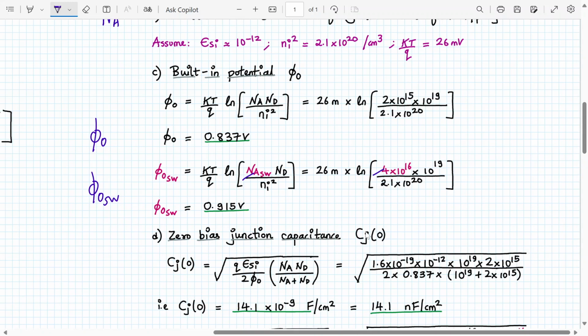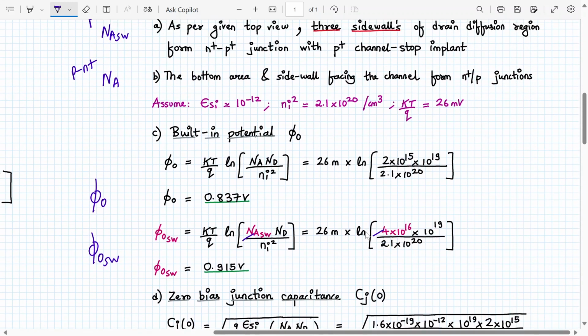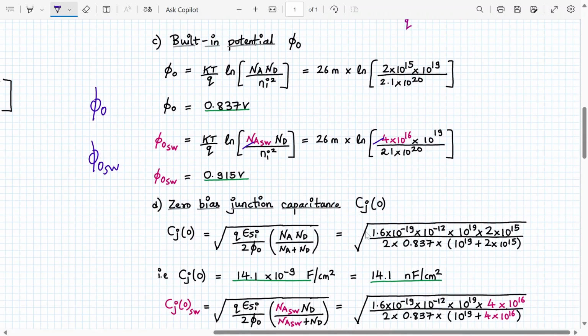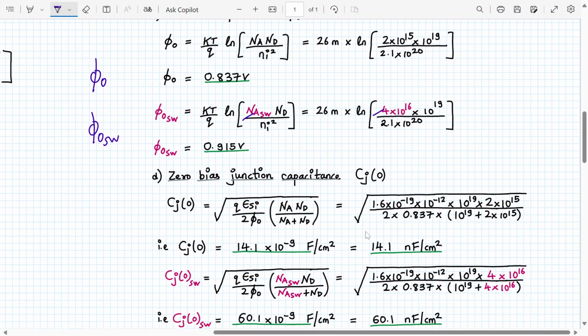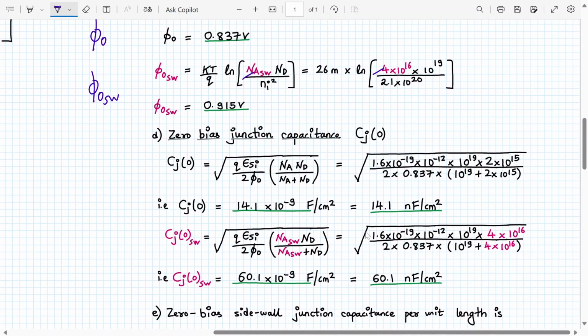Got it? So I hope you will be solving this on your own, at your own end, in your books, and getting the answers similar to this. Right now I am just describing. Then we'll find CJ0 and CJ0 side wall, the zero bias junction capacitance. So here is the formula, square root of q epsilon silicon upon 2 phi naught, Na Nd upon Na plus Nd.